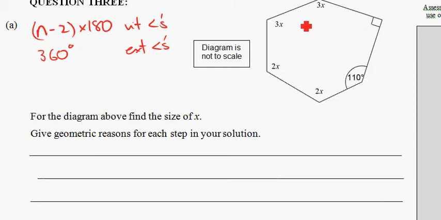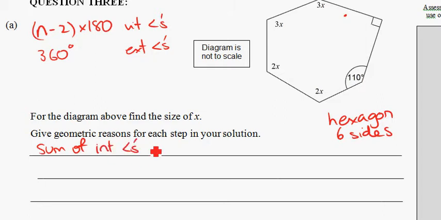If we begin by counting the number of sides on the polygon, we've got 1, 2, 3, 4, 5, 6. It's a hexagon with 6 sides. It's not regular. All the angles are not the same, and all the sides are clearly not the same size either, so it's not a regular one. If we start with finding the sum of the interior angles, equals 6 minus 2 times 180.